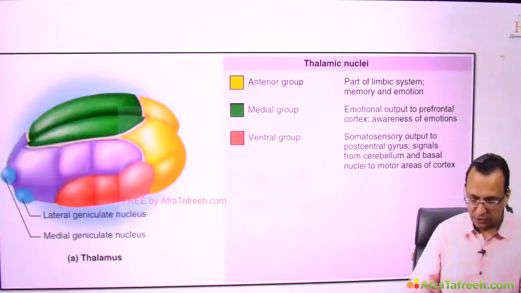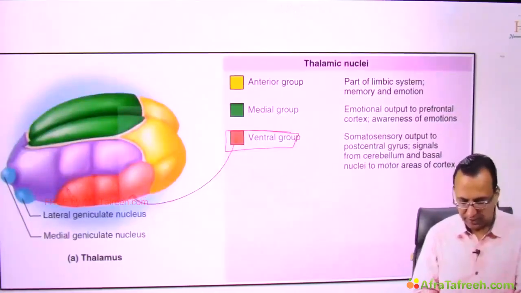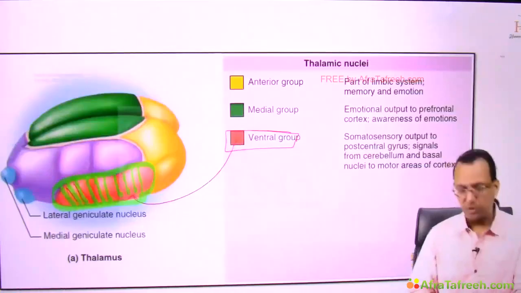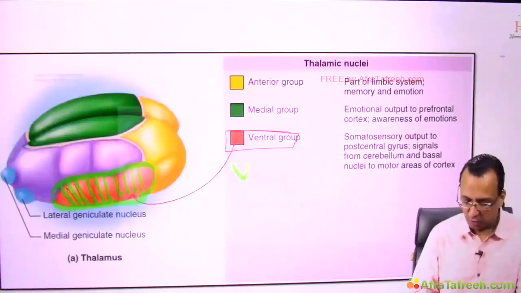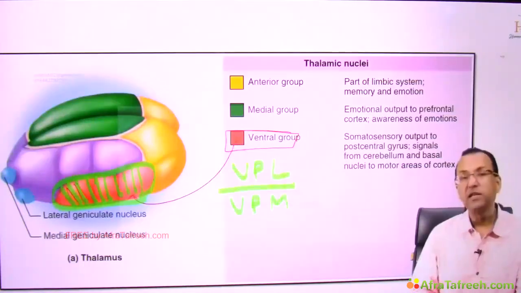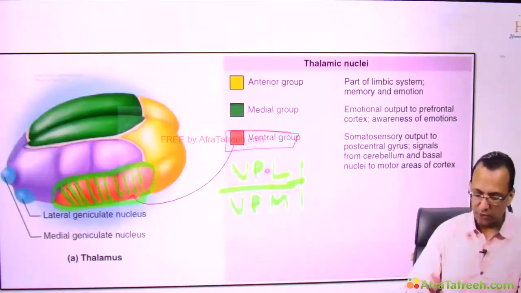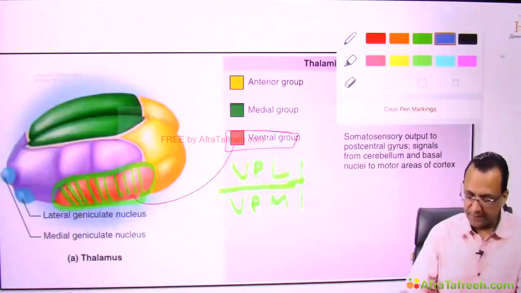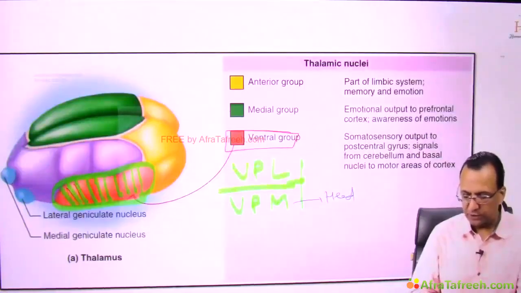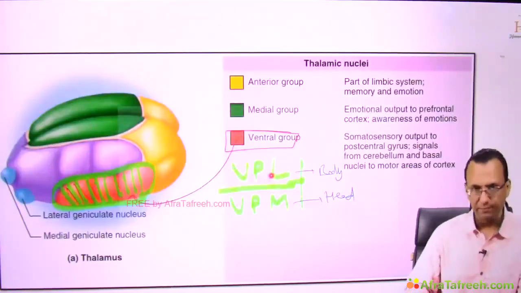Then we have this ventral group. When you are talking about the ventral group, which is here, this area, I'll use some other color. This area, there will be the ventro-postero-lateral nucleus, ventro-postero-medial nucleus. Now, when you're talking about ventro-postero-medial or ventro-postero-lateral, the VPM is for the head region, this is for the body region. We'll see this again as well, but what are they doing basically?